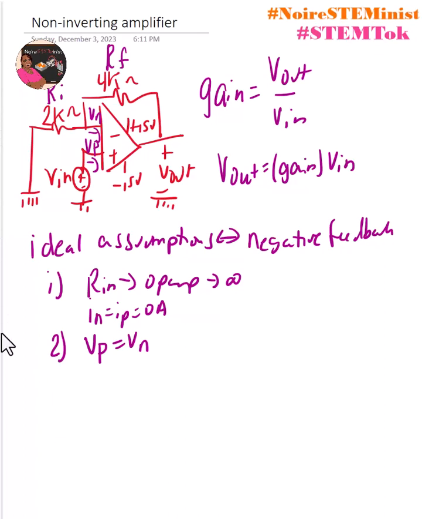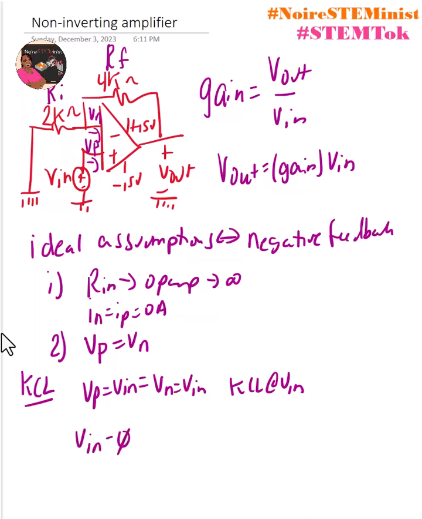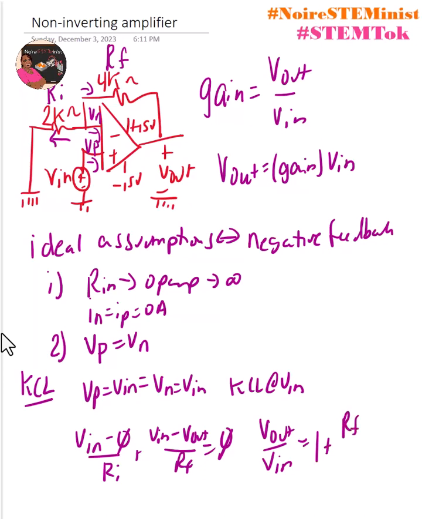So in order to solve this problem, we are going to use KCL. When we do KCL, because V positive is equal to Vin, V negative is equal to Vin. And so then we're going to do KCL at Vin. So you're going to have Vin minus 0 over RI. That's the current this direction. Plus Vin minus Vout over RF. That's the current this direction. And that equals 0. So when you solve that for the gain, you're going to see that Vout over Vin equals 1 plus RF over RI.